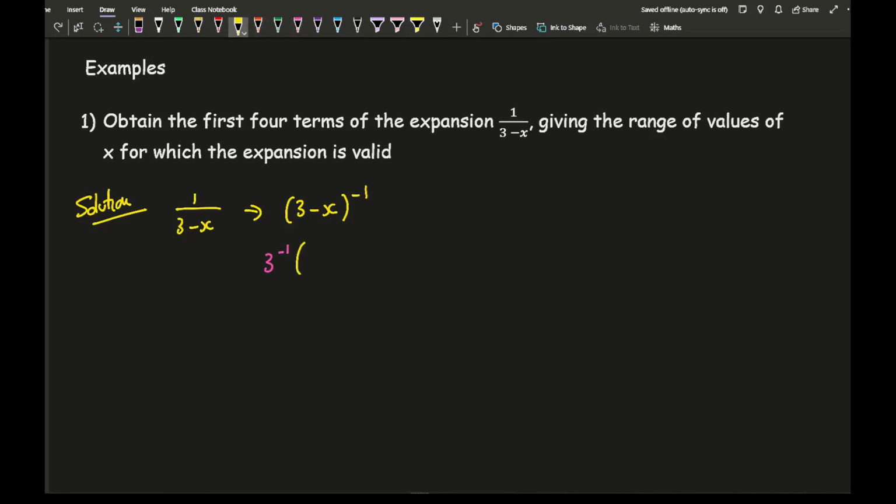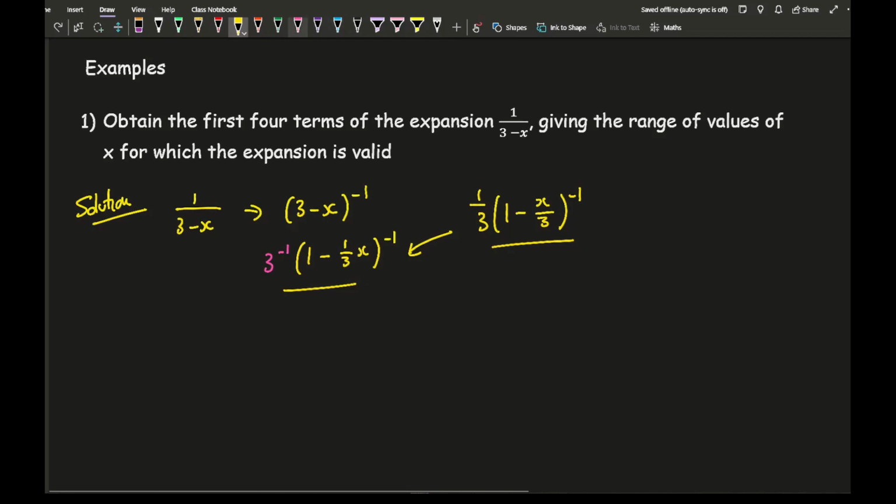I then end up with 1 minus a third x, all to the power of minus 1. Now if I wanted to, I could easily write this as 1 minus x over 3 to the power of minus 1. Those two lines are both exactly the same, so it's entirely up to you how you want to go on and write it. Now in terms of working out the solution for this, I'm going to keep that as a third.